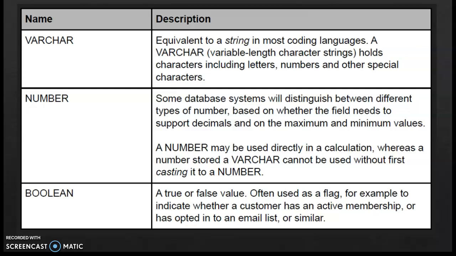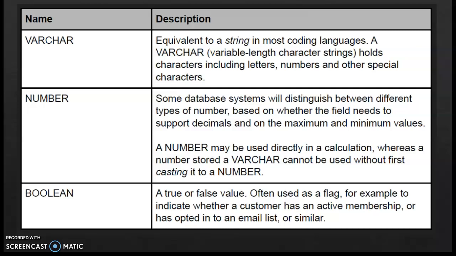Then you have a number. And a number, as it says on the tin: some database systems will distinguish between different types of number based on whether the field needs to support decimals, and on maximum and minimum values. You may have things like long int and small int, a small integer value and a long integer value, and based on your memory locations, you can store more in the long integer values or the small integer values. But just think of number for the moment.